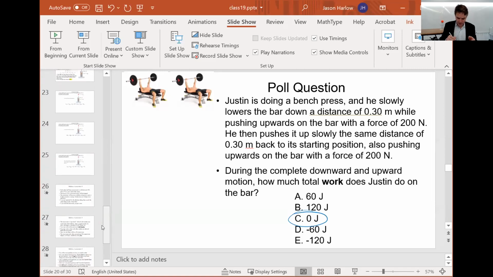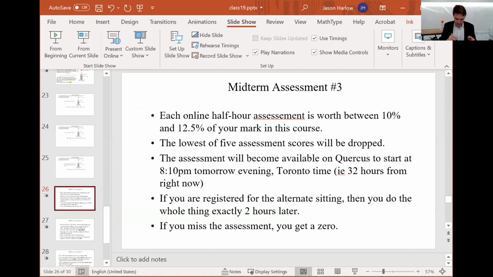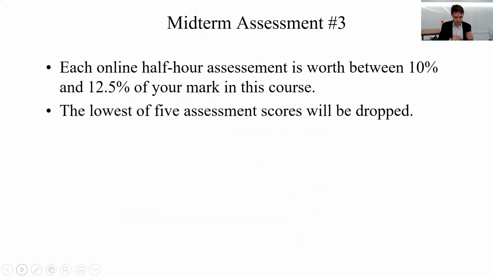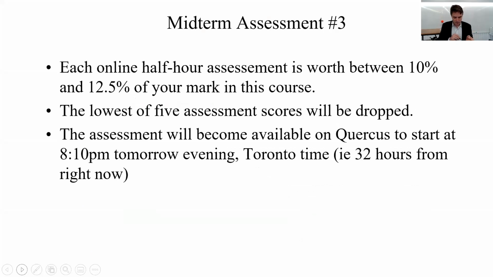But just to finish up today, I wanted to quickly talk about tomorrow's test. So midterm assessment number 3, it's coming up tomorrow night. Remember, each online half-hour assessment is worth between 10 and 12.5% of your mark, depending on how many of these homework credits you earn. The lowest of the 5 assessments will be dropped.